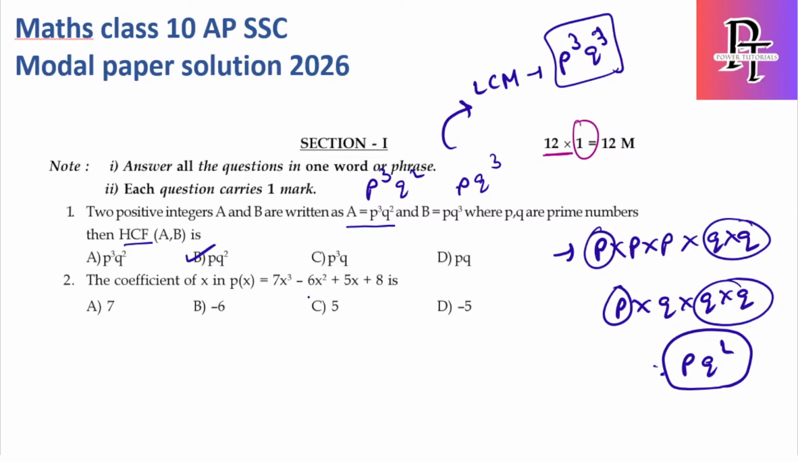Okay, second one, the coefficient of x in p of x. This is a direct question, so I can say this belongs to the easiest kind, where the coefficient of x means the number which is adjacent to x, which is plus 5. So C is the right answer.